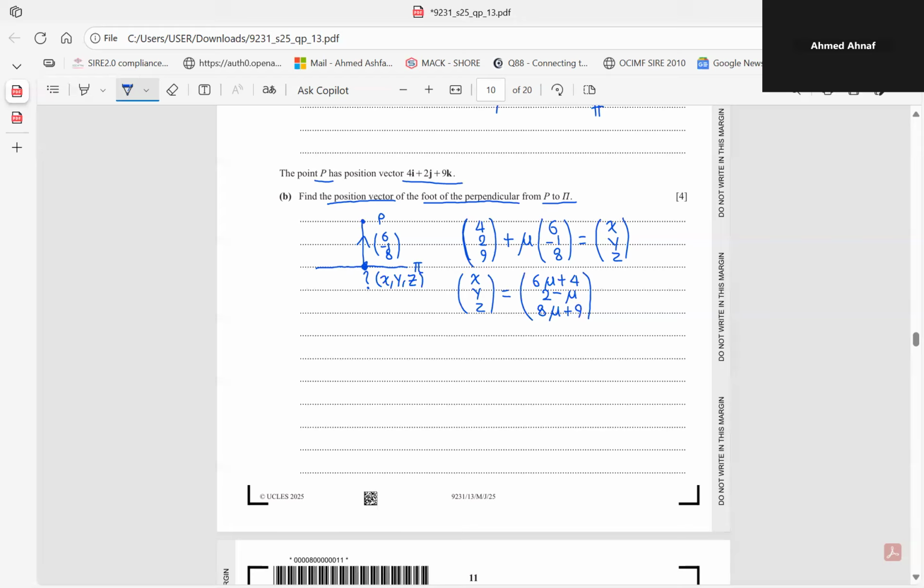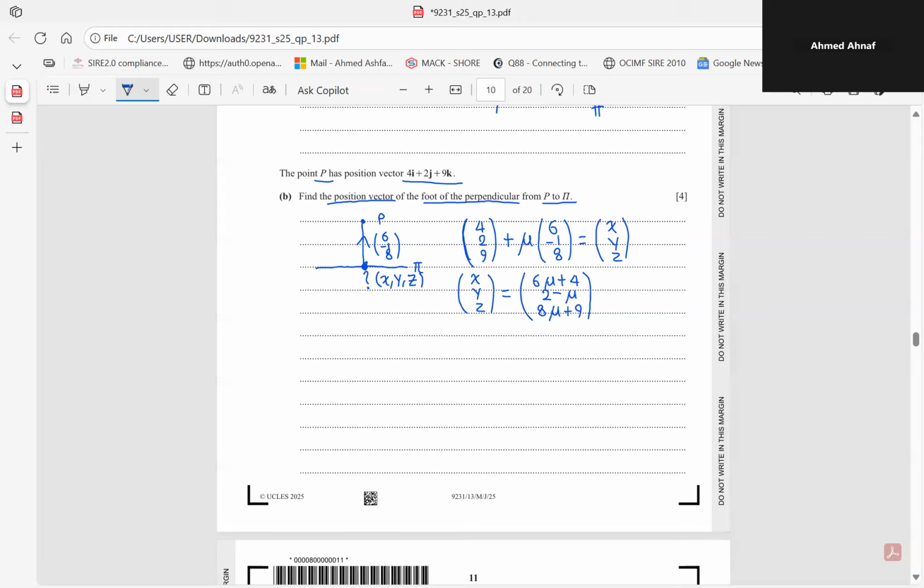Okay, now let's substitute our mu back into our x, y, z. So 6 mu plus 4 is just minus 6 plus 4, which is minus 2. And then 2 minus mu, that's 2 minus negative 1, which is 3. And then 8 mu plus 9, that's 8 times negative 1, that's minus 8 plus 9, which is 1. And hence, the foot of the perpendicular is just (-2, 3, 1).